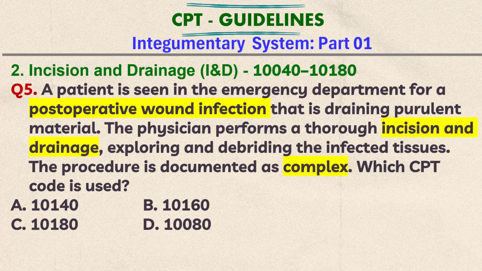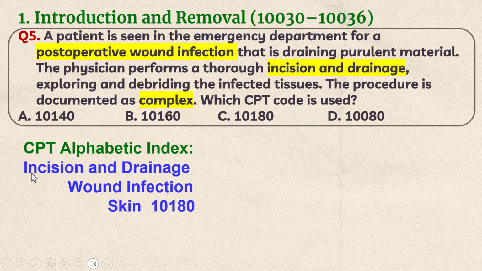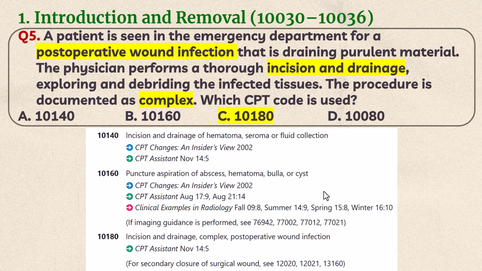Here the primary search term will be incision and drainage. Go to the alphabetic index, search for the term incision and drainage. Then go to the subterm wound infection and then the subterm skin. It will lead you to the code 10,180. Let's go back to the tabular list and confirm the answer. Once you go to the tabular list, you can see 10,180 is incision and drainage of complex post-operative wound infection. This exactly matches our scenario: post-operative wound infection, incision and drainage, and complex.